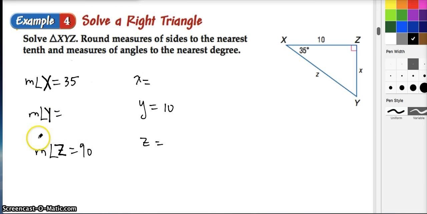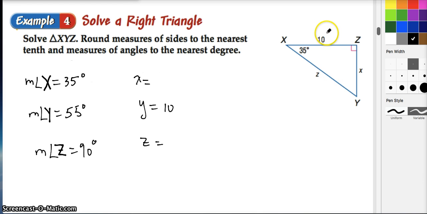First of all, I can find this angle, relating the fact that all 3 of these angles must add up to 180 degrees. Therefore, Y, 55, 35, 90 is going to give it to me. It has to be 55 degrees. I hope that makes sense to everybody. All right, so now that we've come up with that, this should be a great place for us to use what we've got to get what we want.